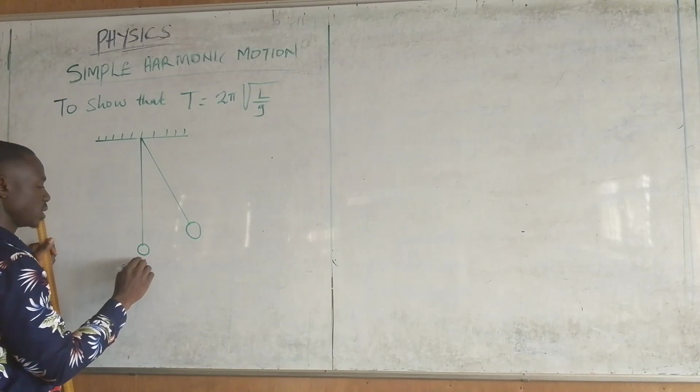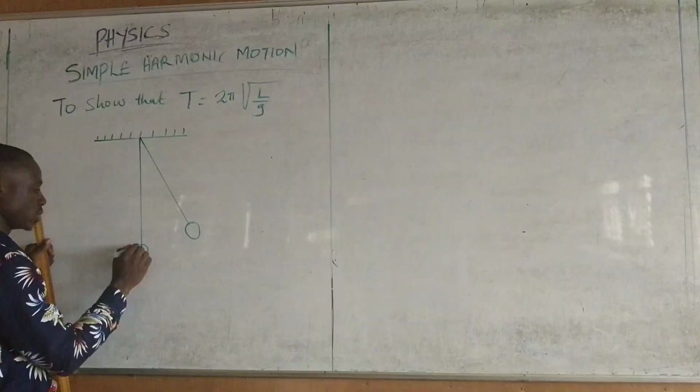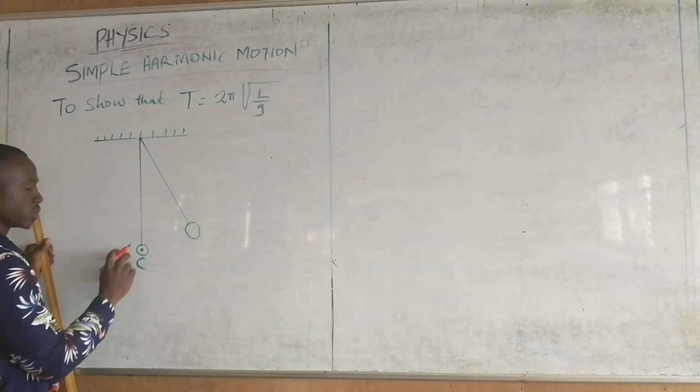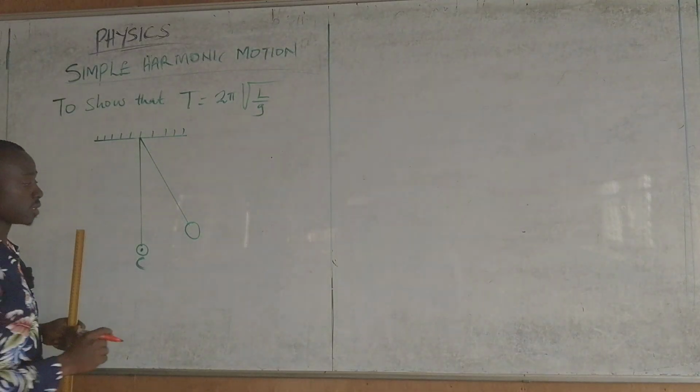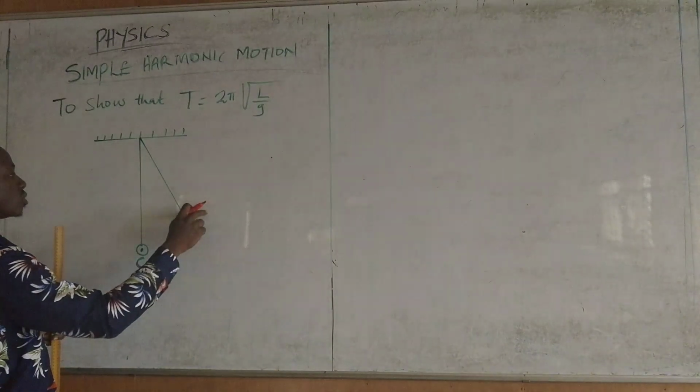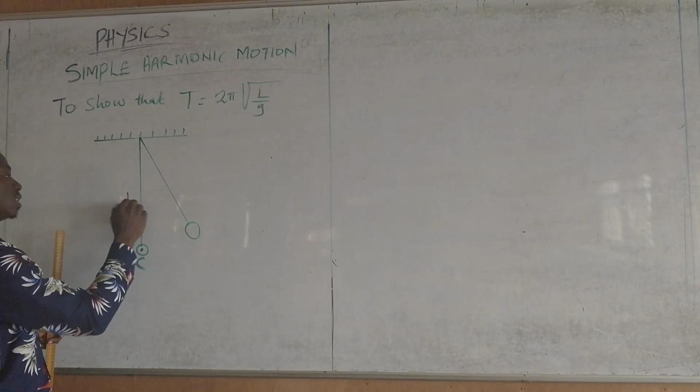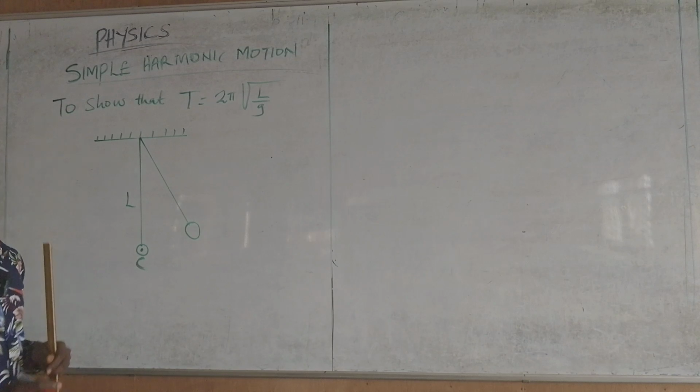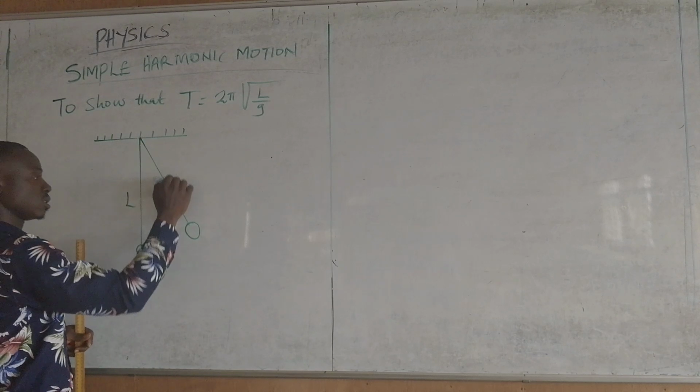Now don't forget that this place is the equilibrium position. Here is the equilibrium position, which is the center C. Now the bob is being displaced to this point. Don't forget that the length of this rope is the same as the length of this one.